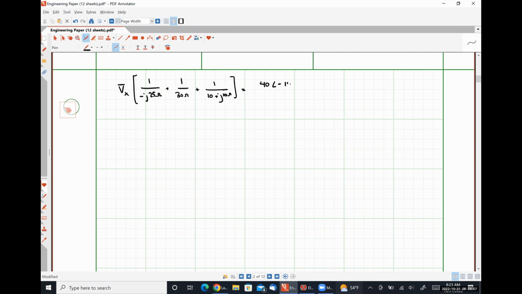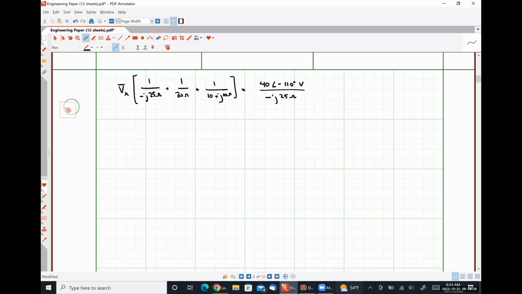40 angle negative 110 degrees volts over minus J 25 ohms. And what's interesting is effectively when we divide the right-hand side by this 1 over J25, all this kind of stuff, it actually winds up being effectively the exact same thing as the current division that we had just done, or pretty darn close to it.